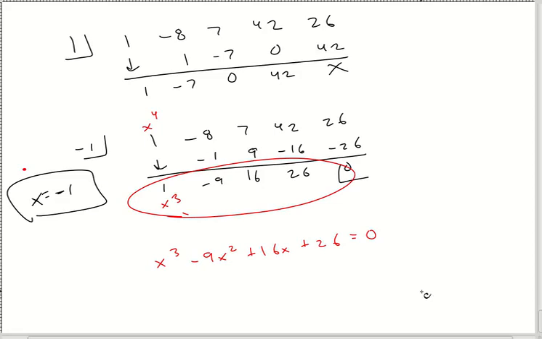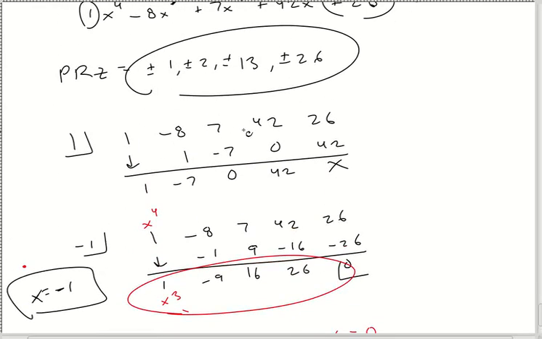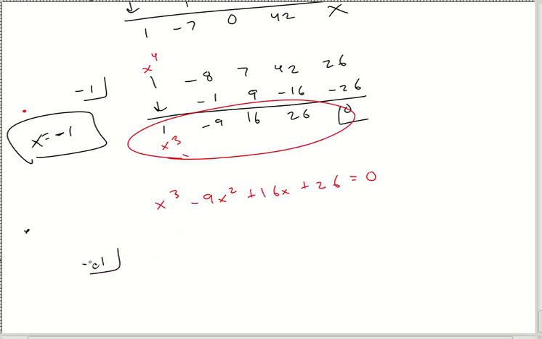Okay, now what? Pick another number from the list. Still cubed. You can't factor that yet. You got to keep going. It's a really big problem. What's another good number from that list? 2, 13, 26, and so on. Let's try -1 again. And you might be wondering, again?